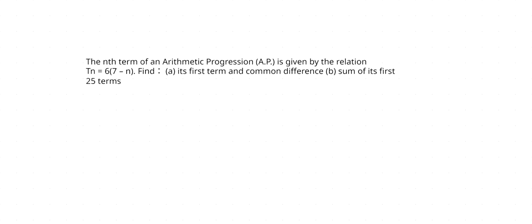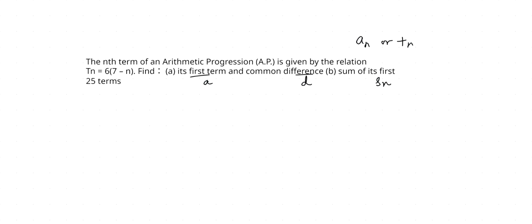This reads as: the nth term of an arithmetic progression is given by the relation tn = 6 into 7 minus n. Sometimes we use the terminology an or tn, referring to the nth term. Find the first term, find the common difference. First term means a, common difference means d, and Sn. We have discussed these types in class, isn't it?